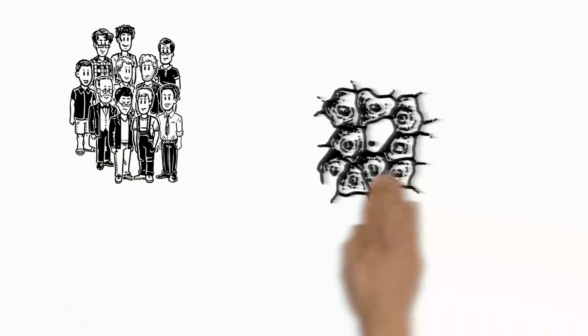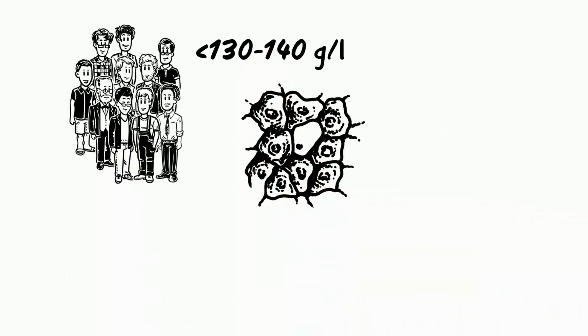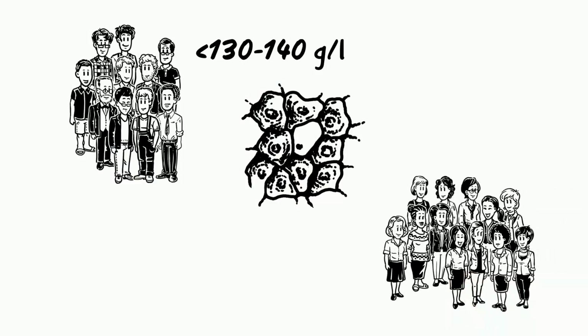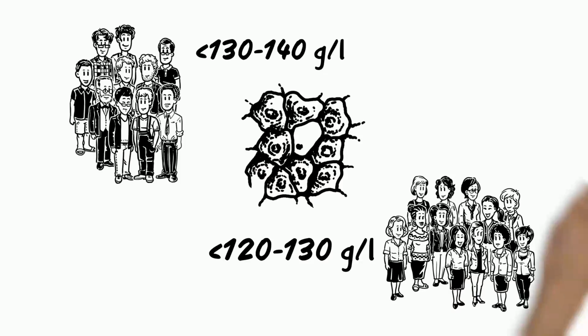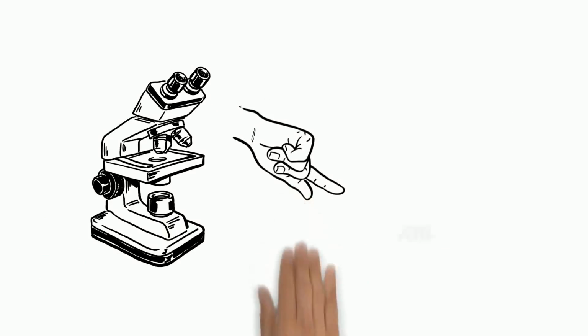Diagnosis in men is based on a hemoglobin of less than 130 to 140 grams per liter, while in women, it must be less than 120 to 130 grams per liter. Further testing is then required to determine the cause.